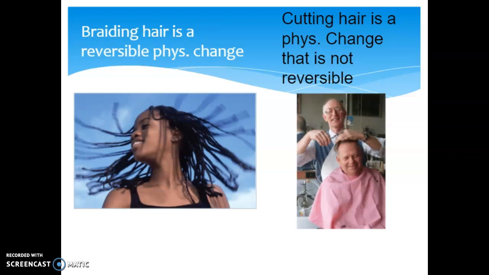You're not changing the composition of your hair at all, just like in the braiding, it's still made of the same stuff, right? But it's irreversible. Once you cut it, you can't restore it back to what it was before, exactly the same, right? You gotta wait for it to grow again. And that's it. That's everything about physical properties.